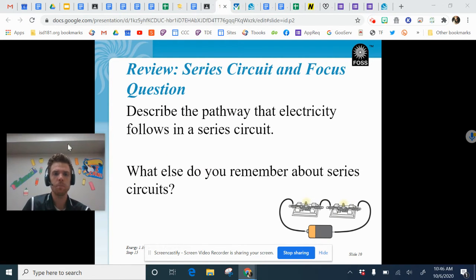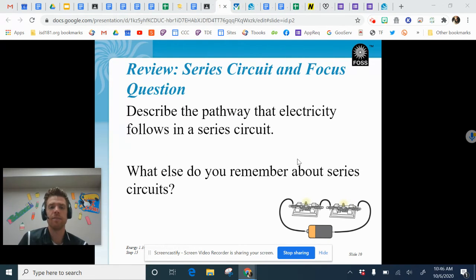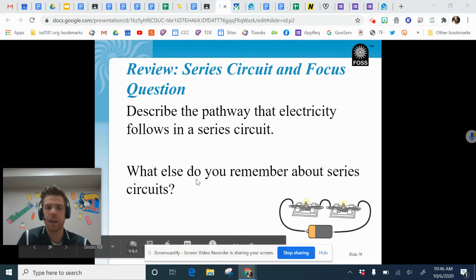Next, describe the pathway of the electricity that flows through a circuit. What do you remember about series circuit? So our electricity right now is going through our battery. It's going around, so from the positive through the negative to the light bulb. It then has to go through the next wire to the next light bulb and back around. And so it's double the necessary energy needed because there are two light bulbs.